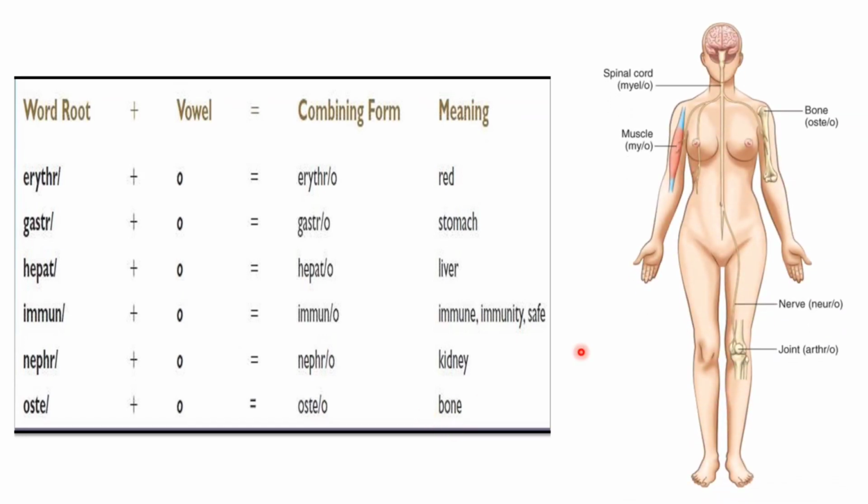Here are more examples. For the bone, that is osteo; for the muscle, that is myo; for the spinal cord, that is myelo; for the nerve, that is neuro; and for the joint, it is arthro. So this is how a combining form is created by combining a word root with the combining vowel, that is O.